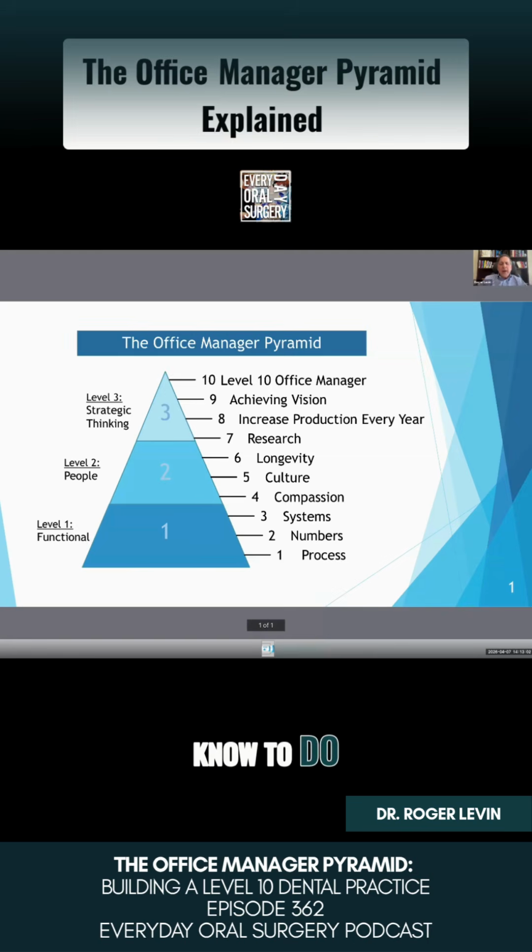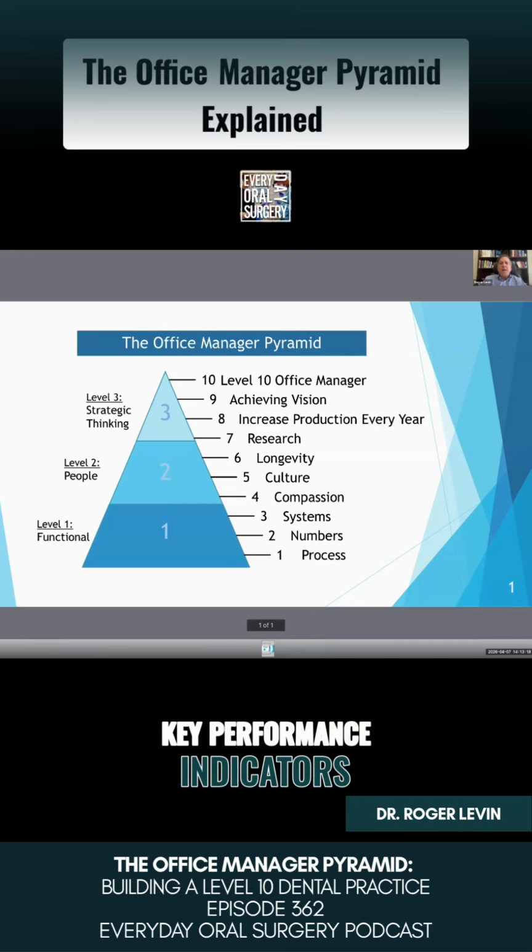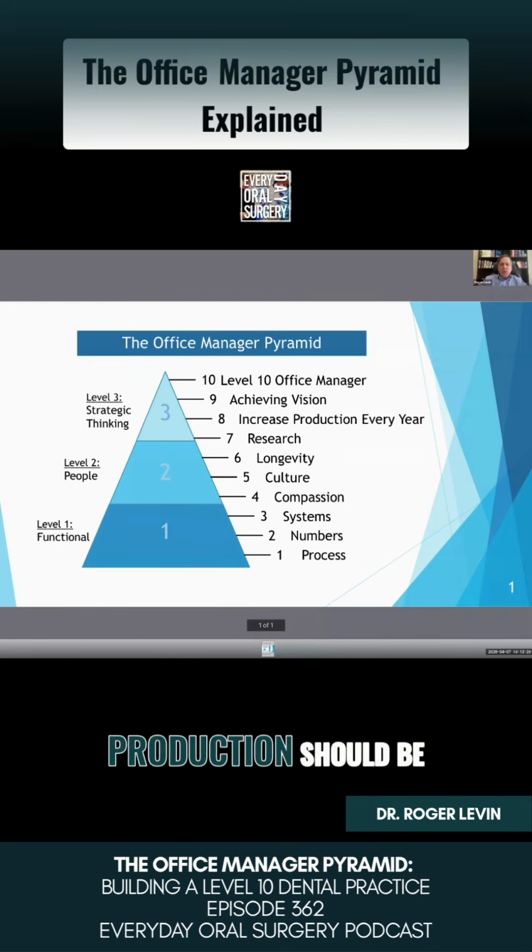Now, the next level up, and this is what we're teaching very early in our program, so I encourage everybody to jump on this, are the numbers. The next level up is when the office manager can really assess the practice KPIs, key performance indicators. They know what production should be. They know what the daily goal is.